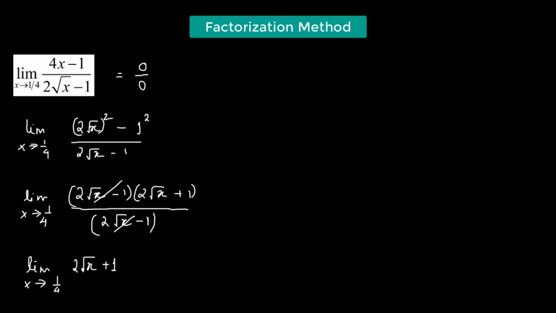Now we are going to substitute the value of x, so that will give us 2 times square root of 1/4 plus 1. The square root of 1/4 is going to be half, and 2 times half is 1. So we have finally 1 plus 1, which is equal to 2. So 2 is going to be the limiting value of the given function when x approaches a quarter.